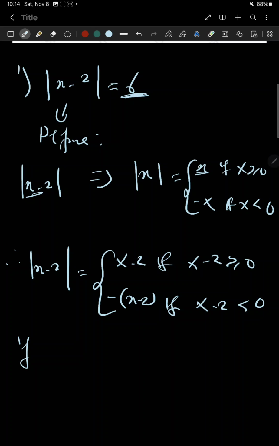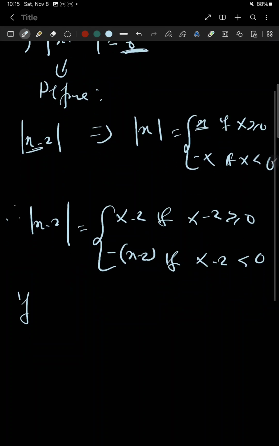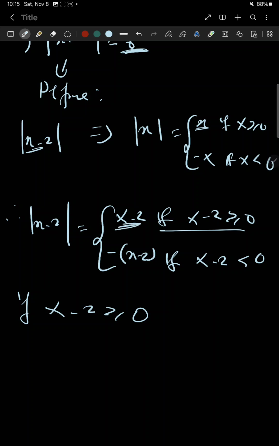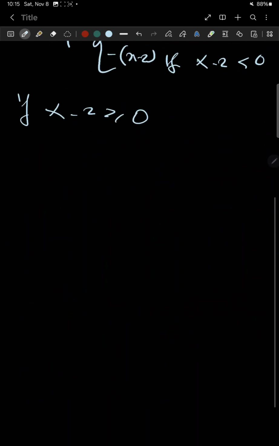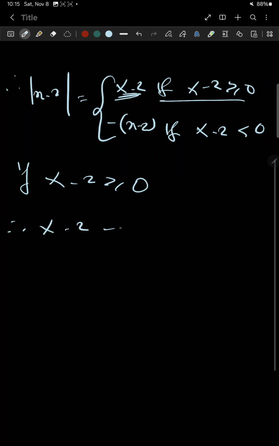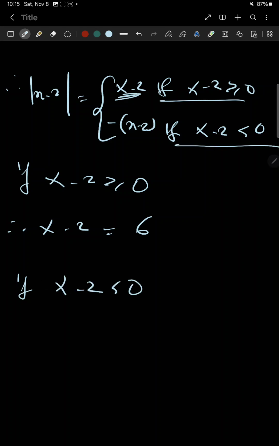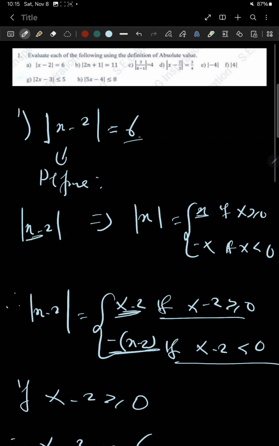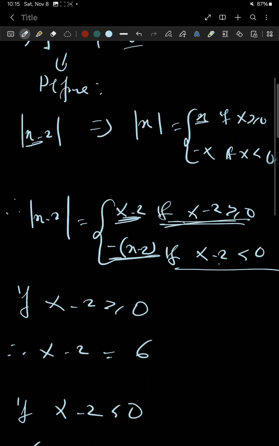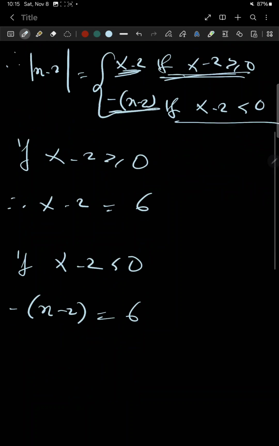Have you noticed that there's a modulus there, right? You need something to equate to 6. So you're going to write the first condition: if x minus 2 is greater than or equal to 0, meaning this is what you're going to equate to 6. So your x minus 2 will be equal to 6. Also, if this condition x minus 2 is less than 0, meaning this negative x minus 2 is what you're going to equate to 6. As I said, there are two things you're going to equate to 6 based on these conditions. That's how you go about this.